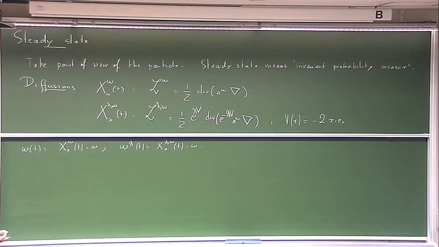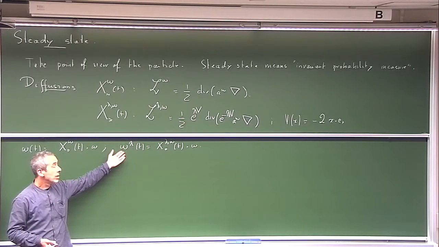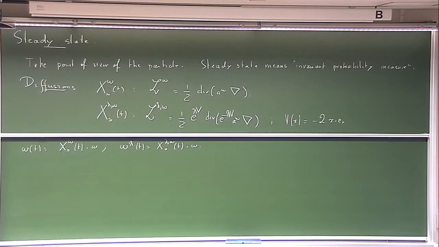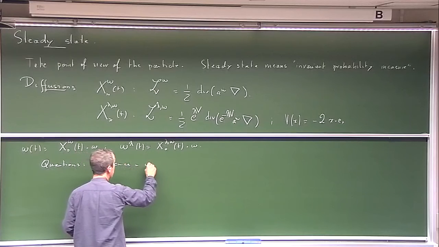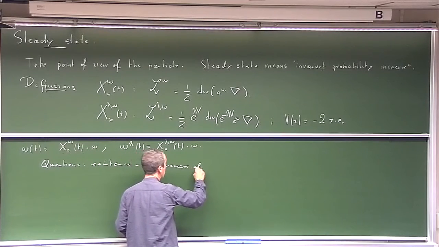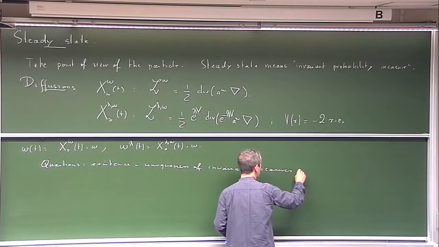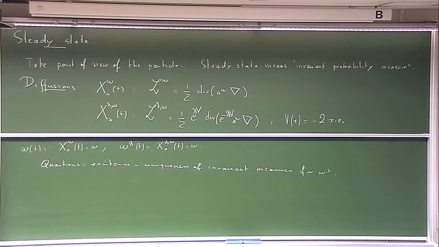So when looking for a steady state, we are looking for invariant measures of the process omega lambda. Then there are questions about the existence of an invariant probability measure for this process. This is a process that lives in a rather big space, the space of environments. So you can ask about the existence of invariant measures, and you can ask about the uniqueness. So the questions would be existence and uniqueness of invariant measures for omega lambda.